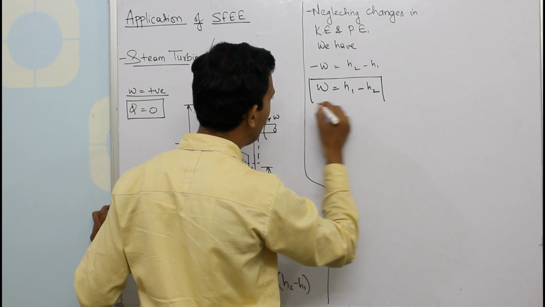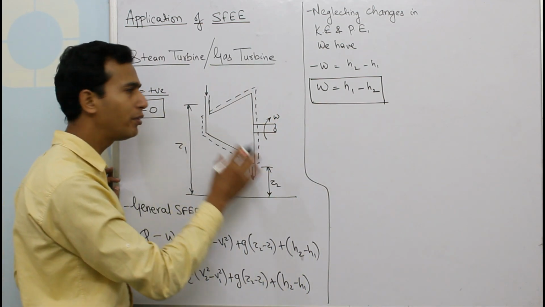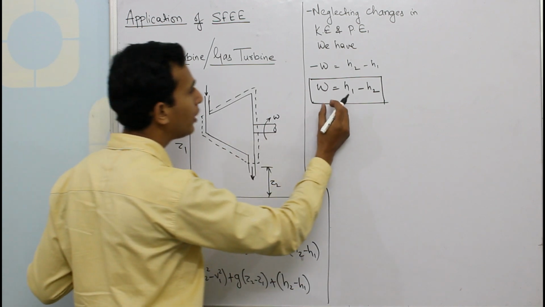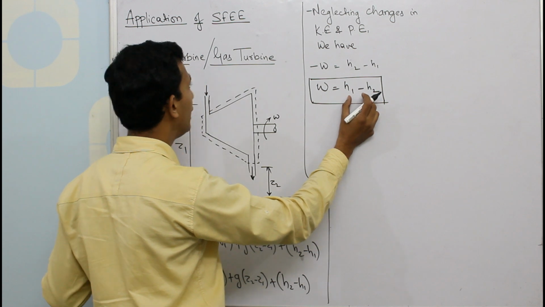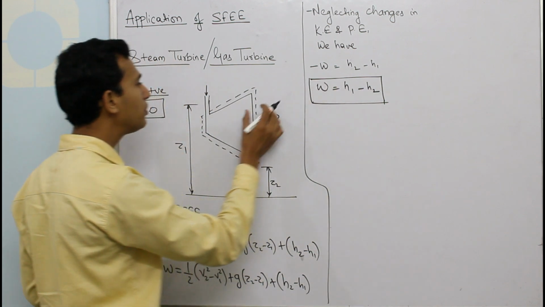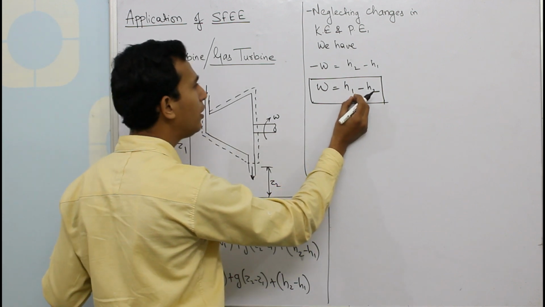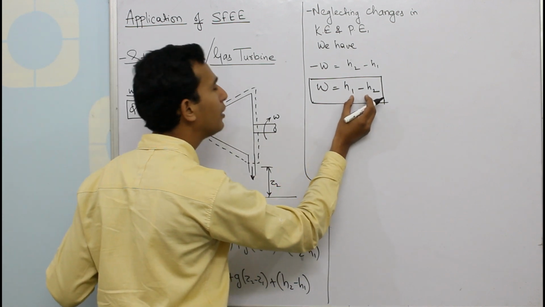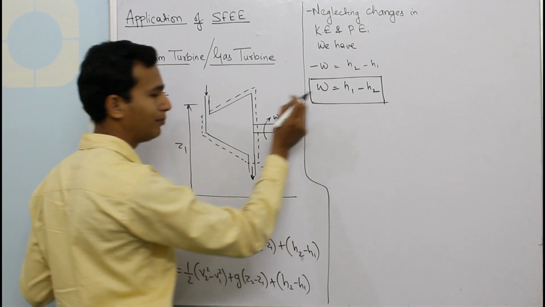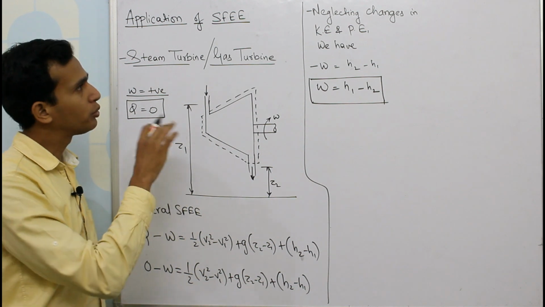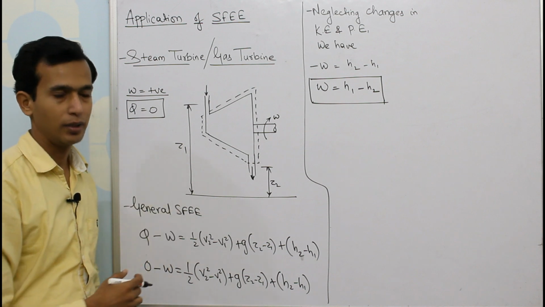Now what does this indicate? This indicates that whatever work has been produced by the turbine is nothing but the decrease in enthalpy of the flowing gas or steam. Whatever working substance you are using in this turbine, its enthalpy has been reduced, and that decrease in enthalpy has been given out as work by the turbine. So this was all about the steady flow energy equation for a steam turbine or a gas turbine.